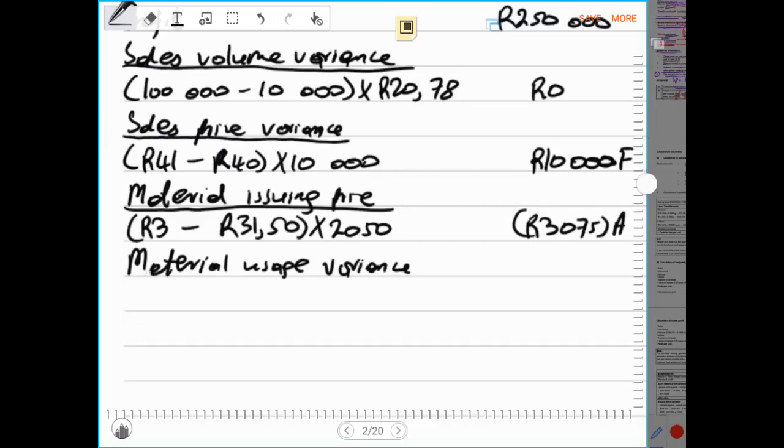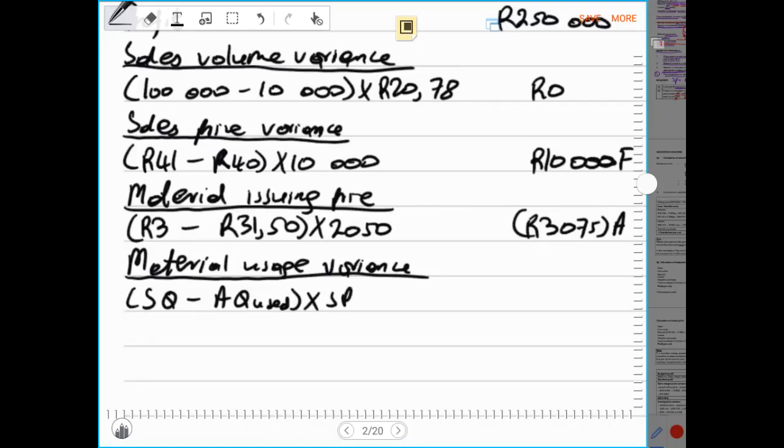Our material usage variance will be the material in terms of kgs. Then after we took into account the material in terms of kgs, we term that by the standard cost of material per kg. So we need to know the standard quantities minus actual quantities. Standard quantities minus actual quantities used. Take note, actual quantities that were used. Term this by the standard price of material.